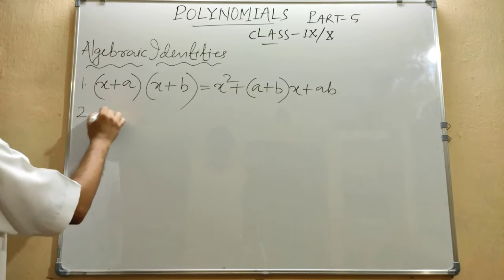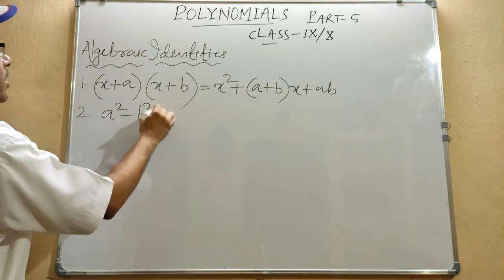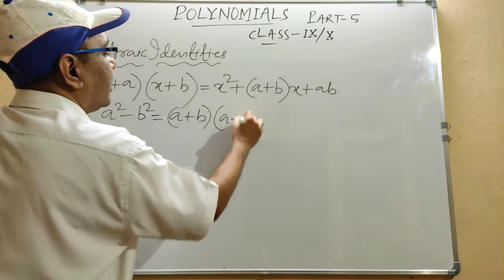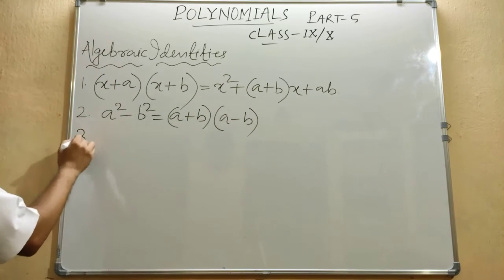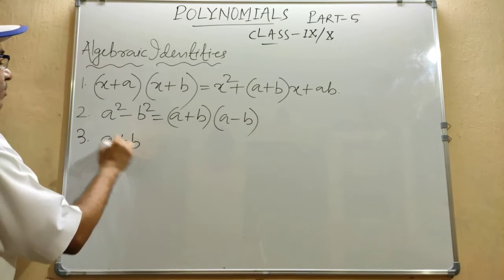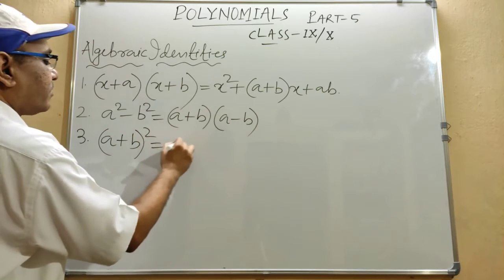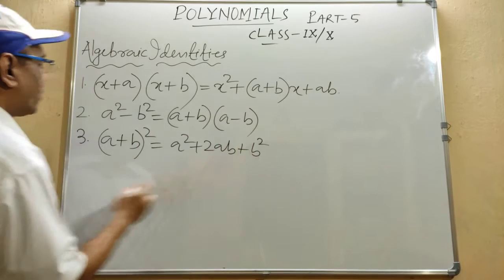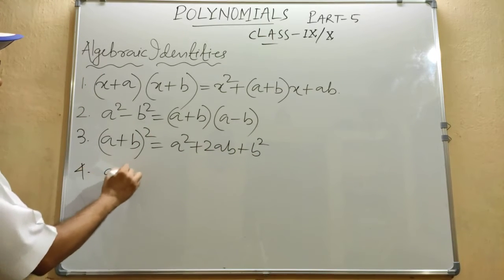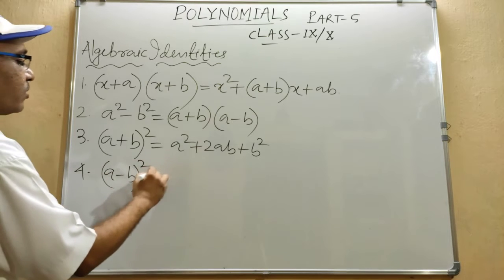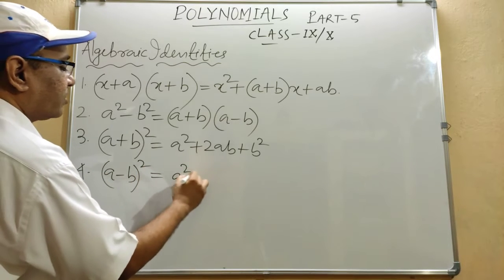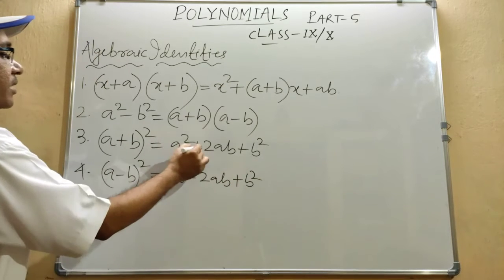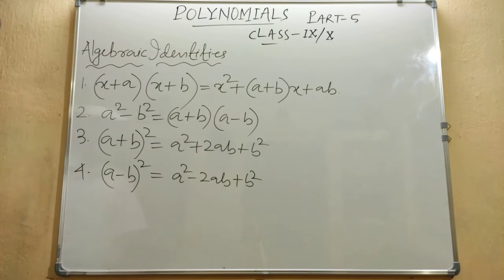Second, a square minus b square is (a + b)(a - b). Okay. Third, (a + b) whole square is a square plus 2ab plus b square. Fourth, (a - b) whole square is equal to a square minus 2ab plus b square. In case of plus, here it is plus; in case of minus, here it is minus.